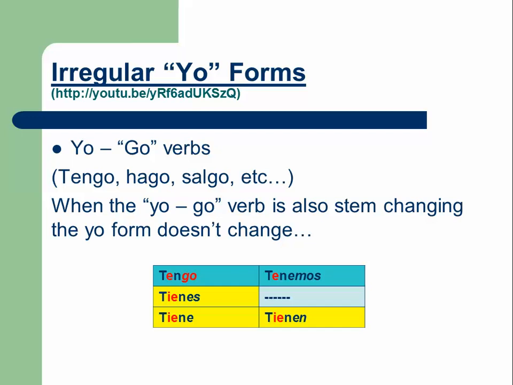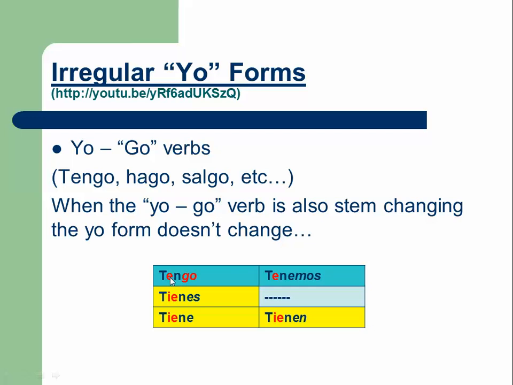And now remember we learned about irregular yo forms, like yo go verbs: tengo, hago, salgo, etc. Yo go verbs just have a go in the yo form instead of the simple o. And just a note, when the yo go verbs are also stem changing, the yo form doesn't change.